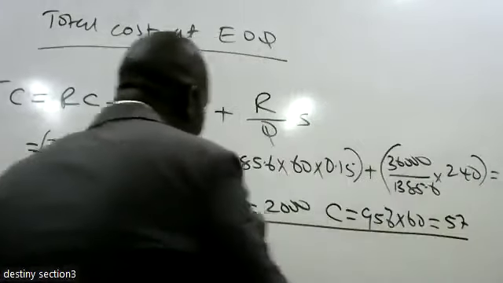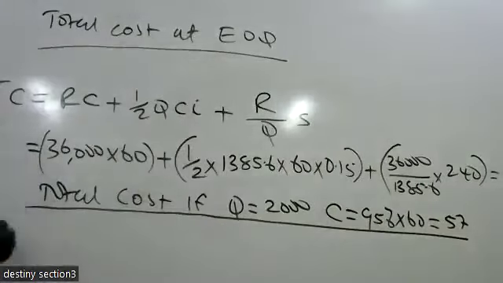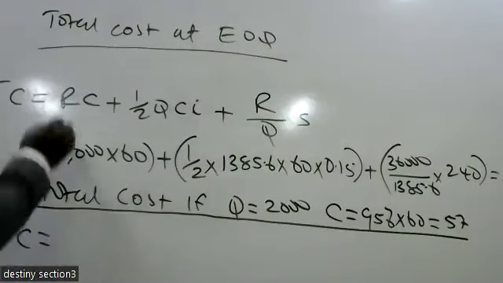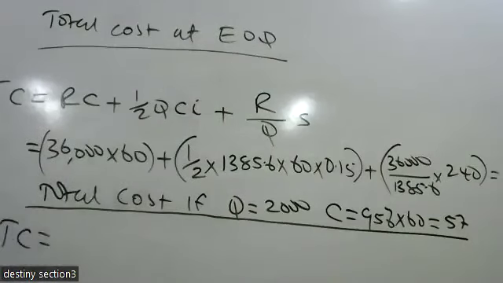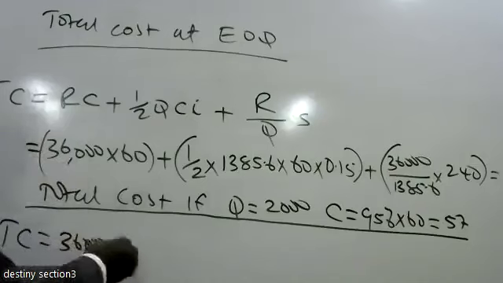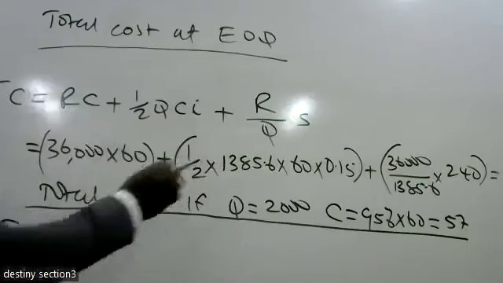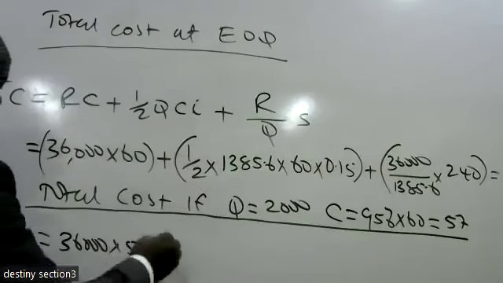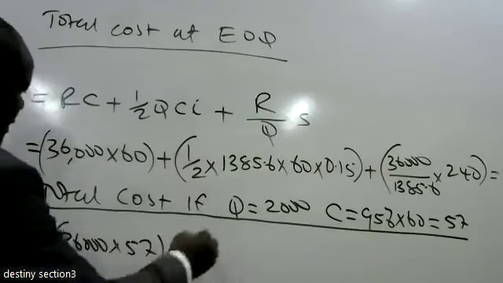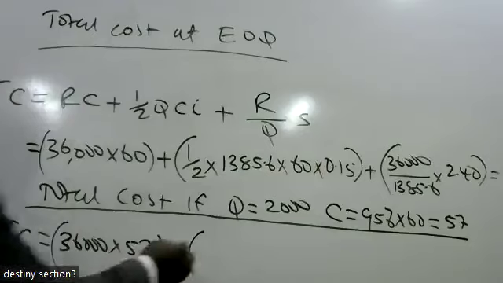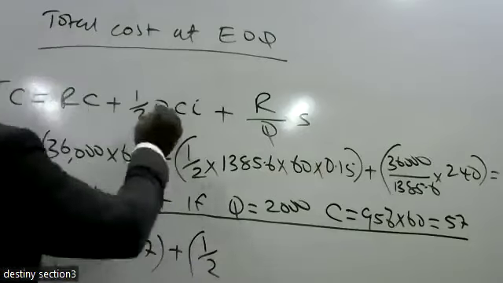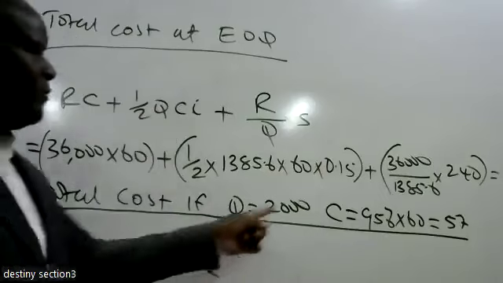57. So we get that total cost. So R is not affected. You see, our R is 36,000. But you are seeing we use 50 or 27. Then you add a half. So the Q we have changed to what?